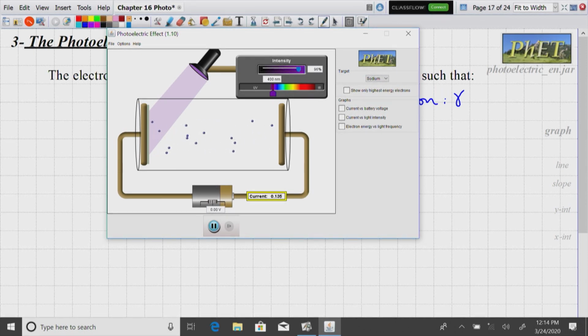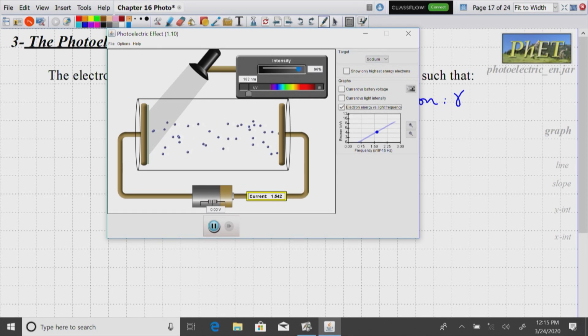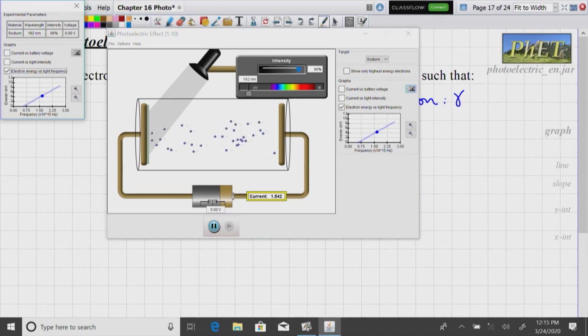Now there is something nice about the PhET here, that it can produce electron energy versus the light frequency. It can show us a graph of how the kinetic energy would change when we change the frequency, or here the wavelength. I will choose different values, okay? And you can notice the line produced here. So that's the first graph. We have an inclined line passing by a certain point. We can talk about it later.